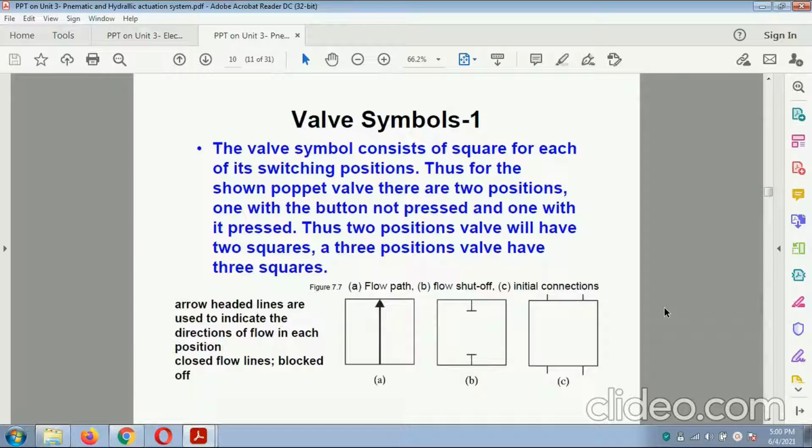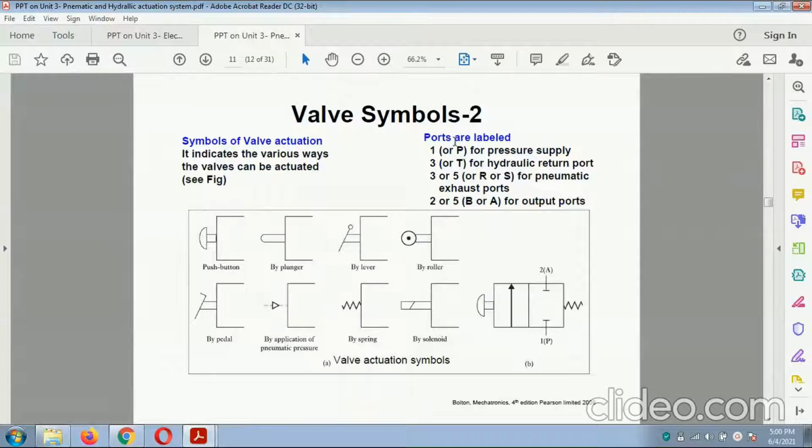Valve symbol 1. The valve symbol consists of a square for each of its switching positions. Thus the poppet valve has two positions, one in which the button is not pressed and one in which the button is pressed. The two position valve will have two squares, a three position valve having three squares. So these are the first a flow valve, second a flow shut off valve, and third an initial connection valve.